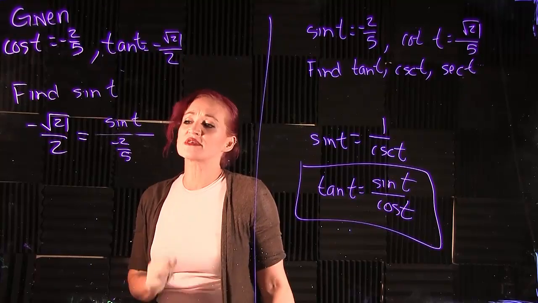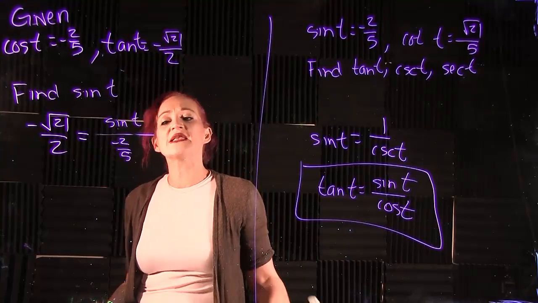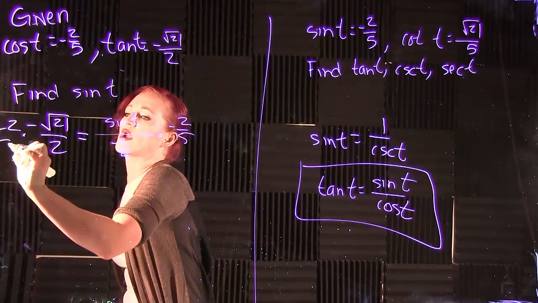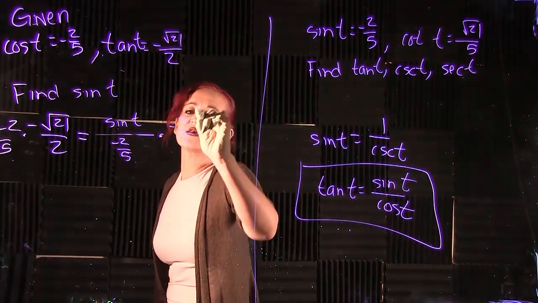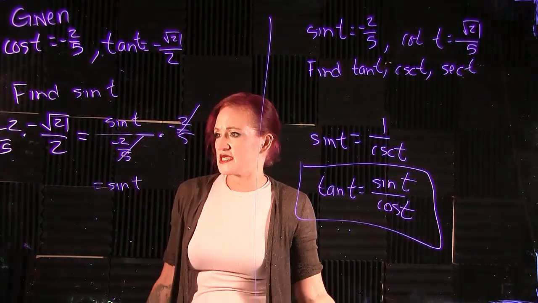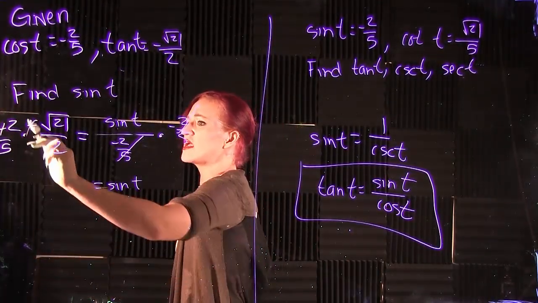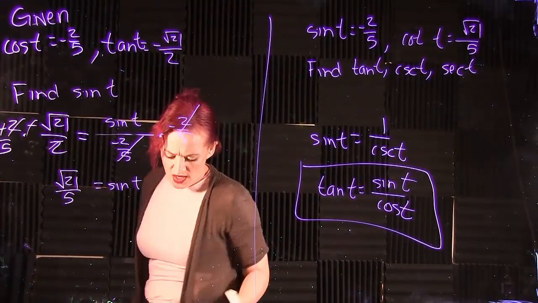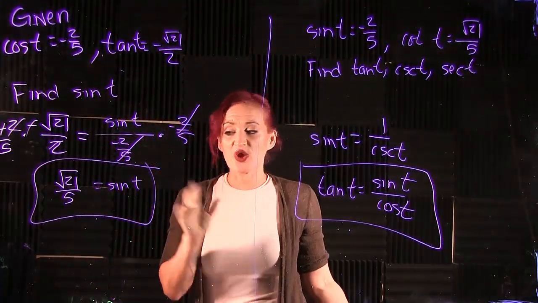Now, on this right-hand side, since we are dividing by a negative 2/5, I'm going to multiply both sides of this equation by a negative 2/5. That way, on the right-hand side, the negative 2/5 cancels with that negative 2/5, leaving us with sine t. And on the left-hand side, we can simplify here. Negative cancels with negative, 2 cancels with 2, and we are left with the square root of 21 over 5. That is exactly what sine t would equal.